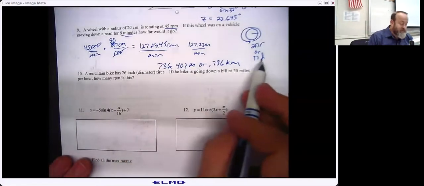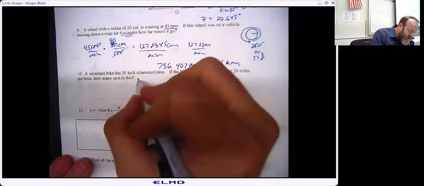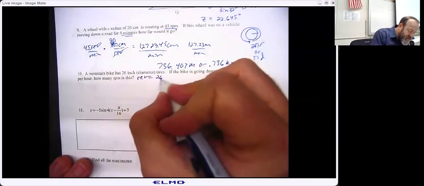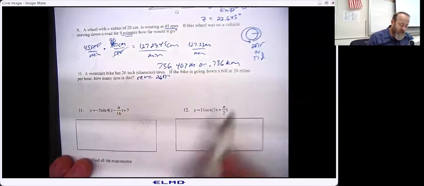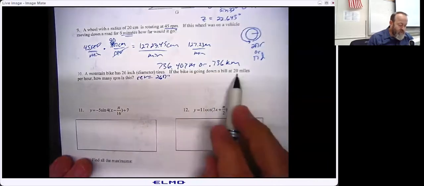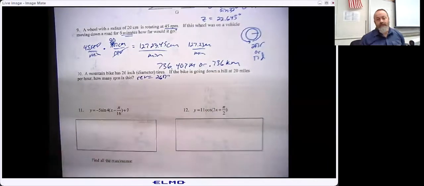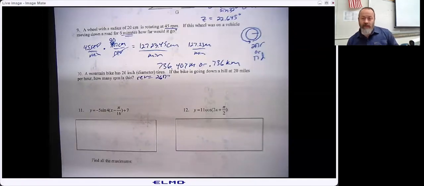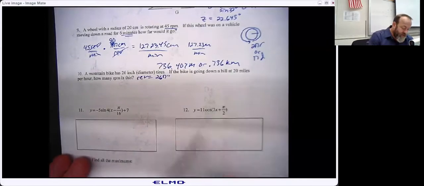All right, number 10, 26-inch diameter tire. So remember, pi times the diameter. So every revolution would be 26 pi inches. So we've got this bike going downhill at 20 miles an hour. This is kind of referenced to myself as a kid. I always knew that if I was going 20 miles an hour down a hill, it was always really fun, but if you got a bug in your eye, it was going to really suck. And my eyes would always start watering when I hit about 20 miles an hour.